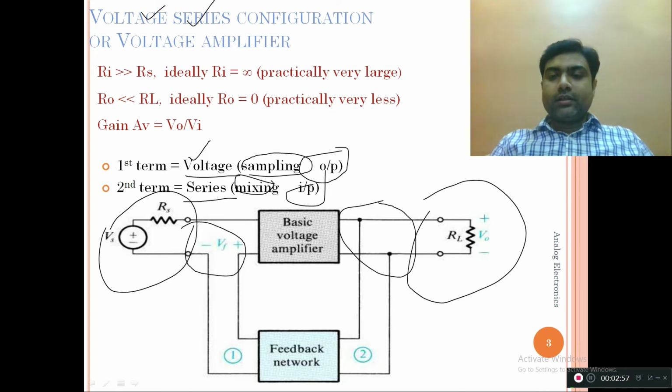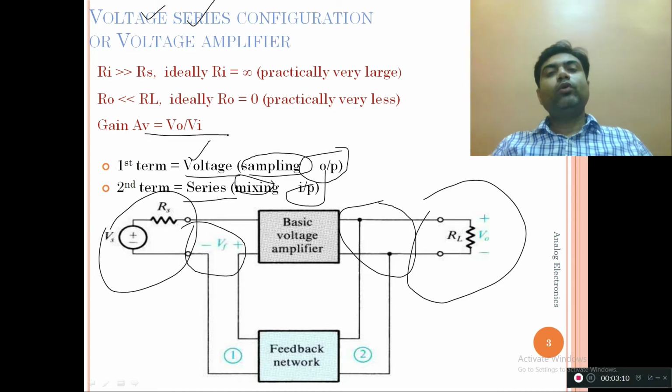To start with, this is the output Vo, this is the input Vi, which will be Vs minus Vf, so voltage upon voltage, so gain will be Vo upon Vi. And this we have discussed in the very first lecture, what the ideal characteristics of a voltage amplifier should be.